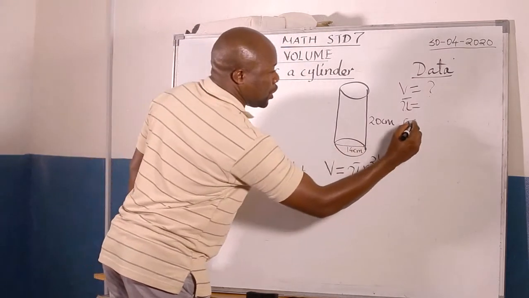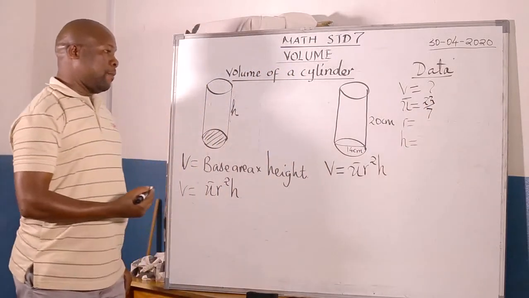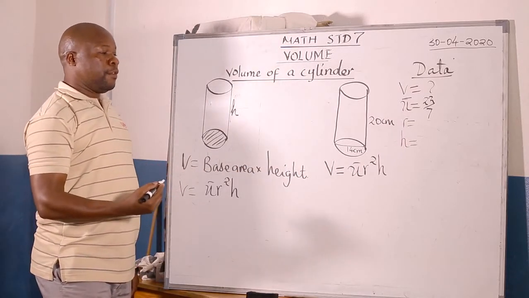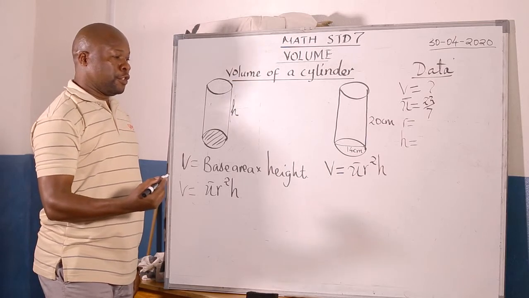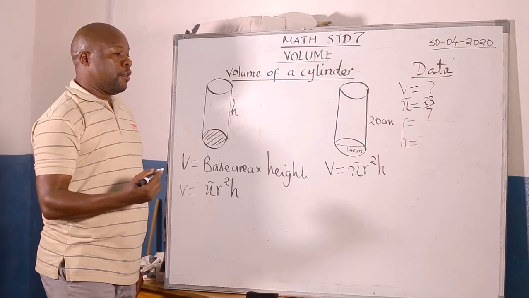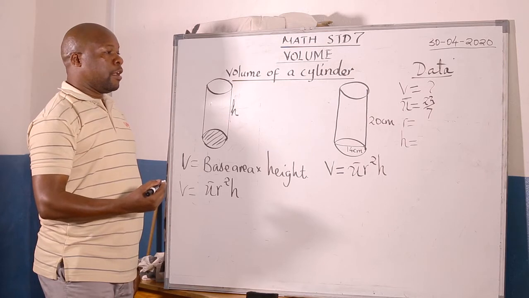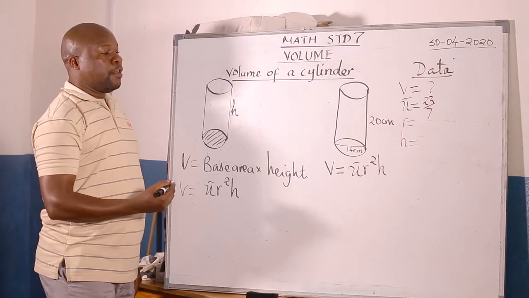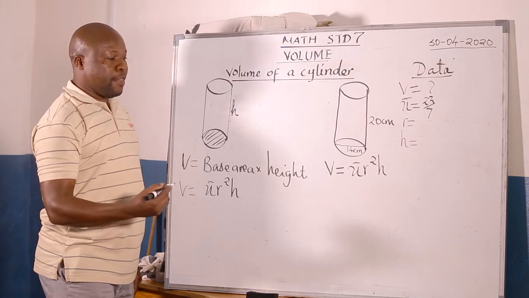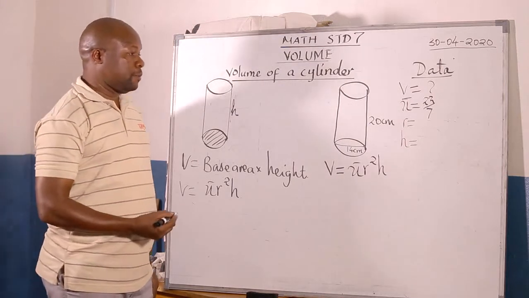So we are going to take 22 over 7 as our pi. In case 14 was not a multiple of 7, or was not divisible by 7, we could have gone for the pi 3.14. 3.14 is the alternative pi to be used when the radius or the diameter is not a multiple of 7, rather when the diameter or the radius is not divisible by 7.